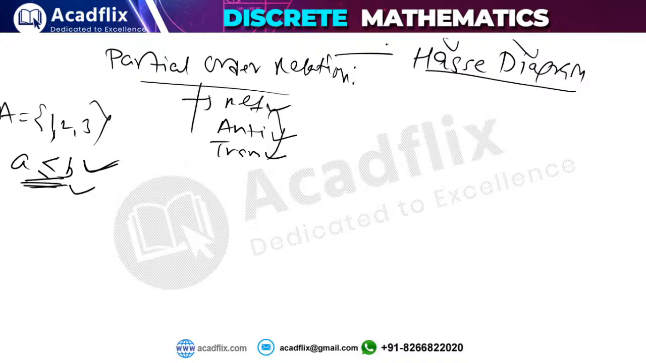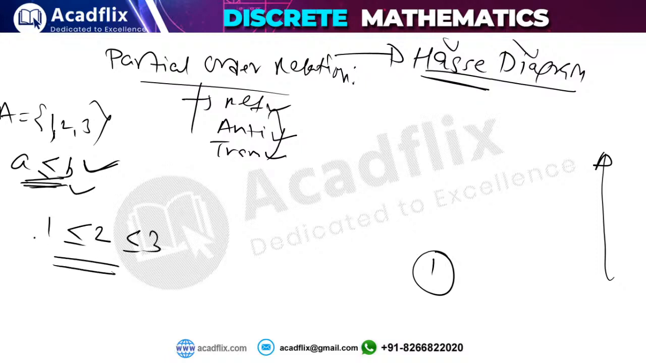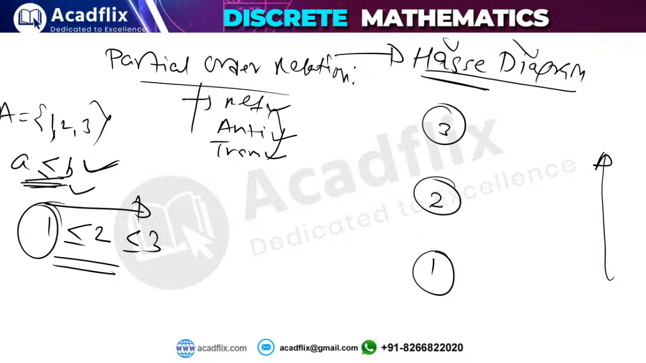I am saying that every partial order relation has a special diagram, that is the Hasse diagram. What is this Hasse diagram? It is nothing but, as I told you, a ranking system. Basically you arrange elements in ranking order. First you put 1, because 1 is less than or equal to 2, and 2 is less than or equal to 3. So you put 1 on the bottom level, then 2, then 3. Why? Because 1 is related to 2, and 2 is related to 3. So this is the Hasse diagram.